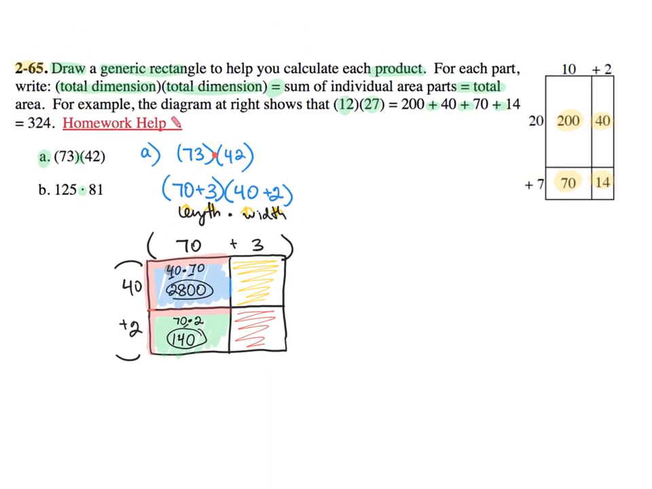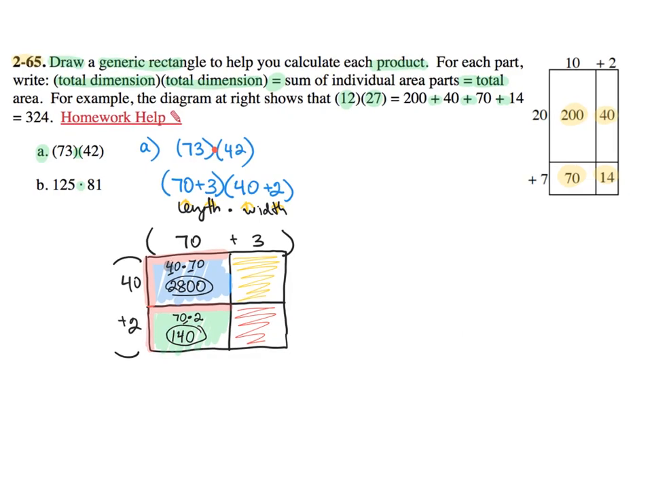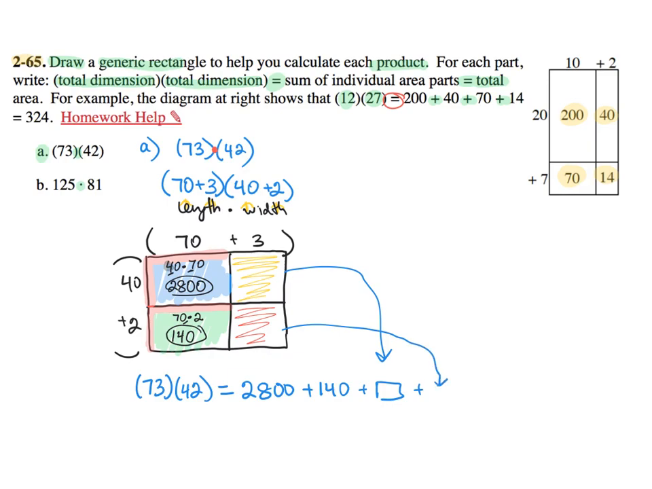Just a reminder, they want us to write as an equation. So right now, to continue with my work for A, I'm going to say 73 times 42, the dimension times the dimension, is equal to 2,800 plus 140 plus whatever you found with the yellow number plus whatever you found here with the red, and that will be equal to the total.